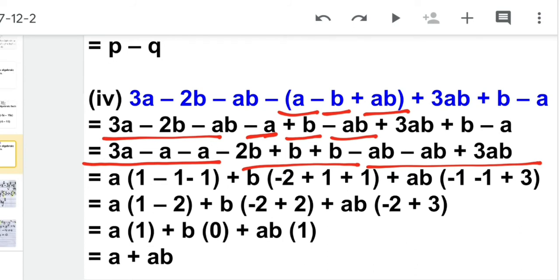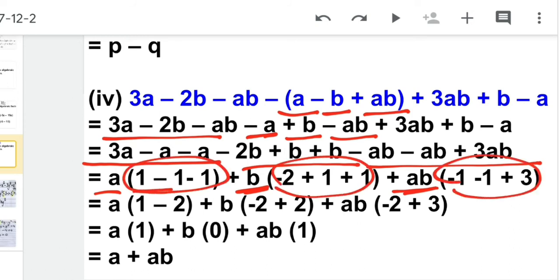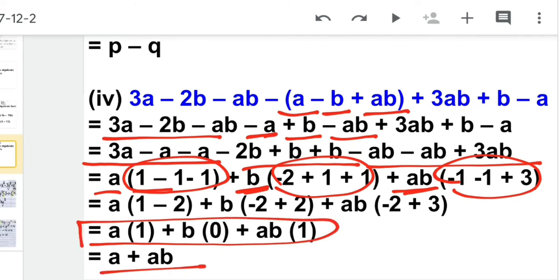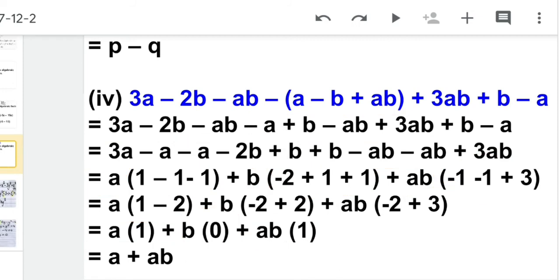Now we have to take out a as common, here b as common, and here ab as common, and then we have to solve the bracket. After solving this, we will have this, and we can write it as a plus ab. Now this b will become 0 after multiplying with 0, so we will have a plus ab as the answer.